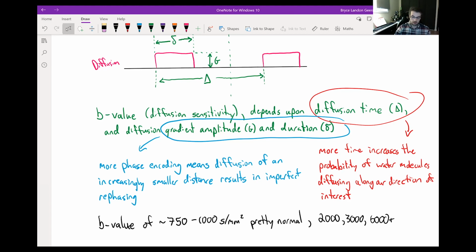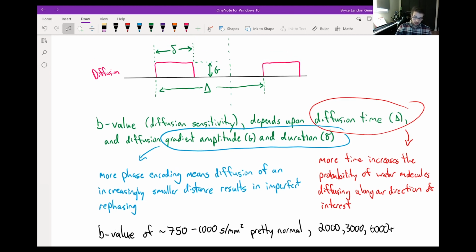The last thing here is that technically, this gradient that we've got here is not perfectly rectangular, which means that there are ramp up and ramp down periods in reality for gradients, so they're more like trapezoids than they are rectangles.